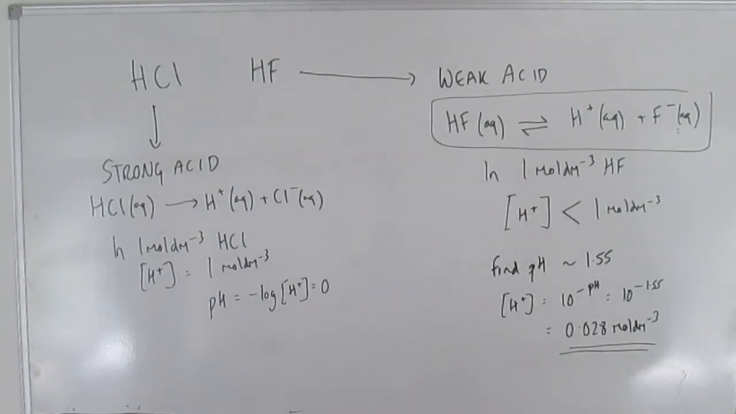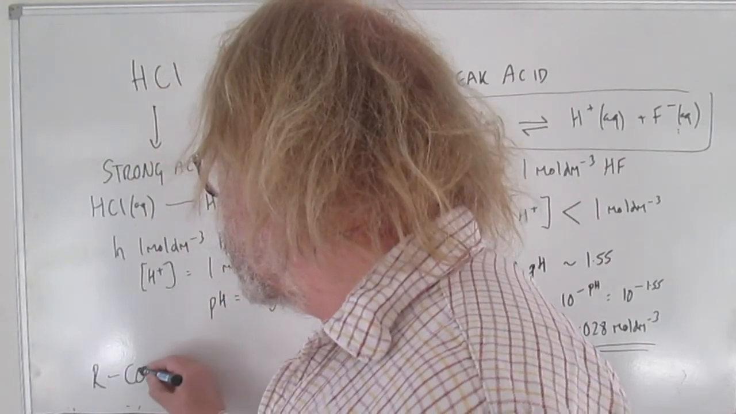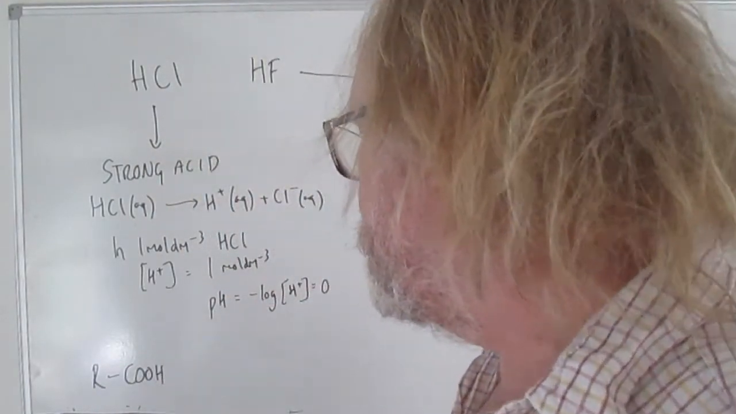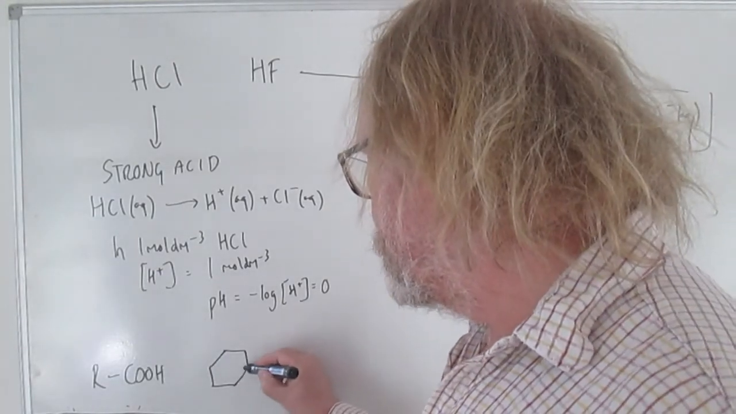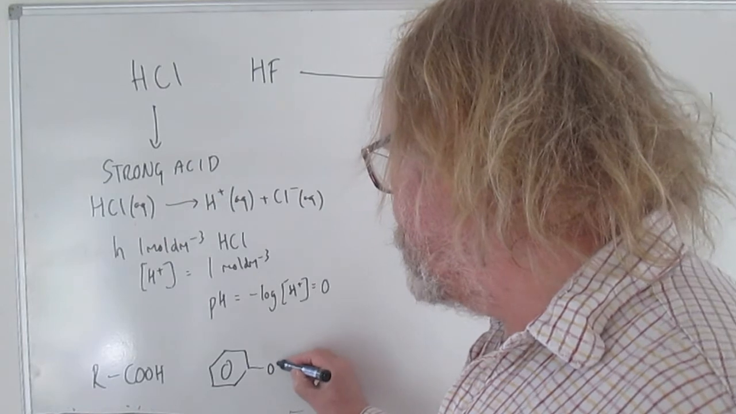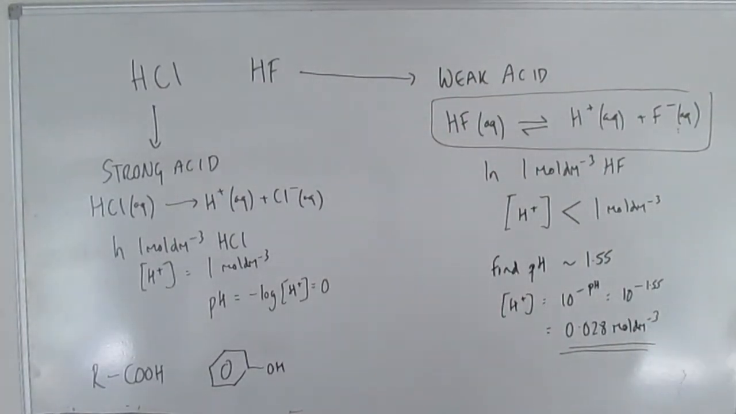And this stuff is important because we used HF as an example of a weak acid, but there are lots of weak acids out there, particularly carboxylic acids, which you've met in organic chemistry, and also of course phenols, which you've also met in organic chemistry, both of which are weak acids. So they're very common substances, and they're incredibly important in biological processes.